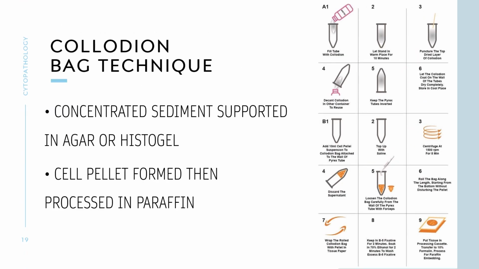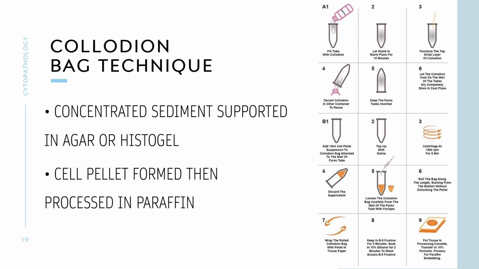Okay, so the collodion bag technique, a concentrated sediment supported in agar or histogel, then a cell pellet is formed, then processed in paraffin. So how does it work? You fill the tube with collodion, you let it stand in a warm place for 10 minutes, you puncture the top dried layer of the collodion, and then you decant the collodion into another container to reuse.